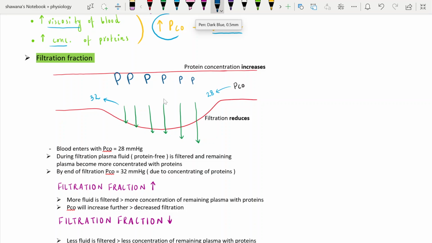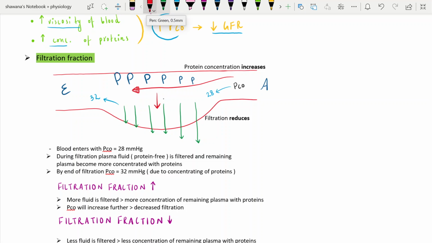So let's discuss filtration fraction in more detail because it's also affecting the oncotic pressure. First of all, this is the afferent arteriole and this is the efferent arteriole. The blood is moving from the afferent to the efferent arteriole in this direction, okay? And the plasma is filtered in the glomerular capillaries.